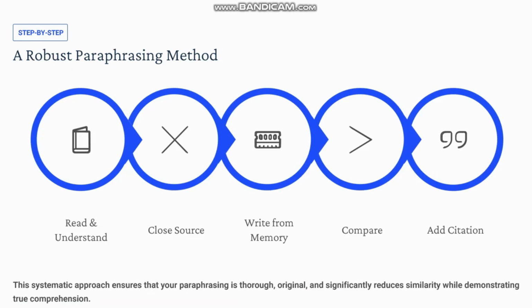All right, so here is a step by step for a robust paraphrasing method. One, read and understand, very important. Two, close the source you have read, the one you want to copy from, close it. Write from your memory. Then, when you have written from your memory, you now compare, then add citation. The reason it is essential to close the source and write from memory is so that you are not tempted to copy from the original text.